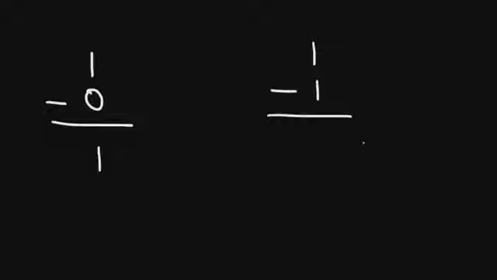So let's start with this. What is 1 minus 0? 1 minus 0 is simply 1. Now what about 1 minus 1? 1 minus 1, they cancel, and that's 0. Now what if you have 1, 0, but you wish to subtract it by 1? What will you do?